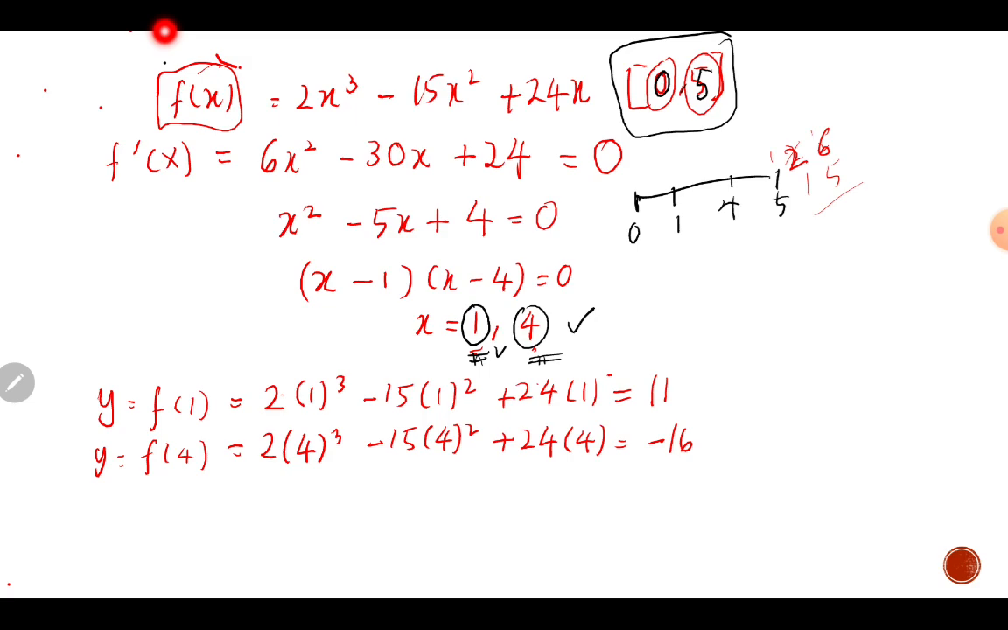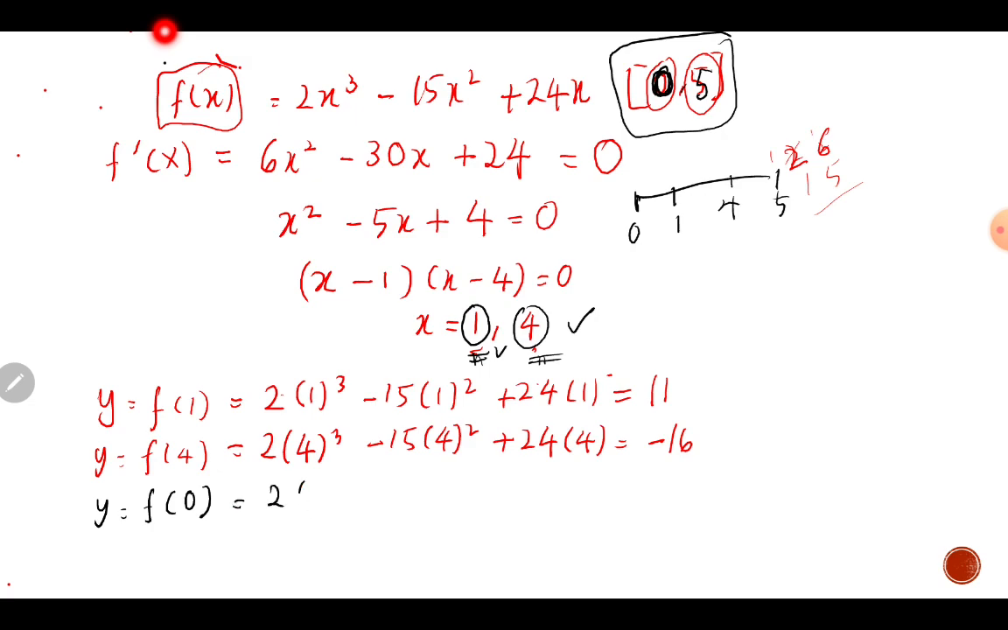Alright, now let's proceed. Kita tak habis lagi. Okay, kita dah cari 2 y value at the critical number x equals to 1 and x equals to 4. Kita dapat these 2 values. Then we find pula at the end point. End point kita adalah x equals to 0. So kita gantikan x equals to 0 ke dalam ni.